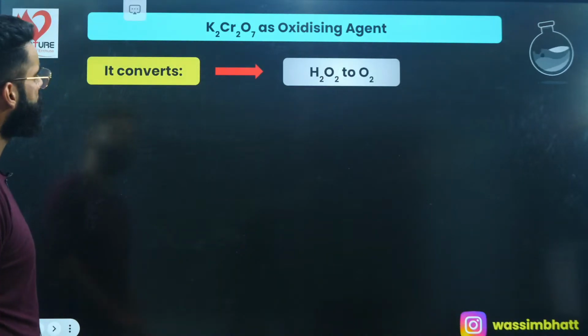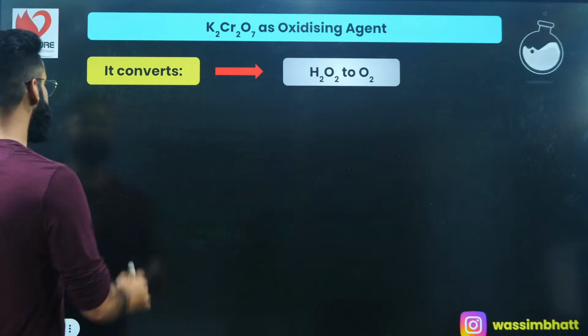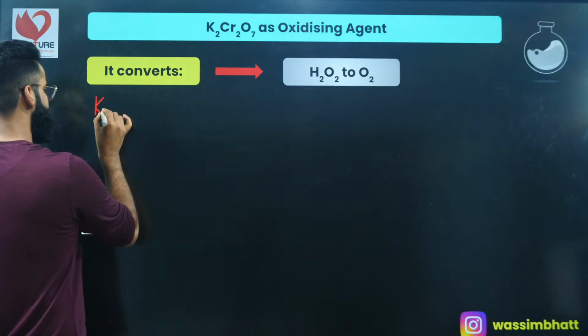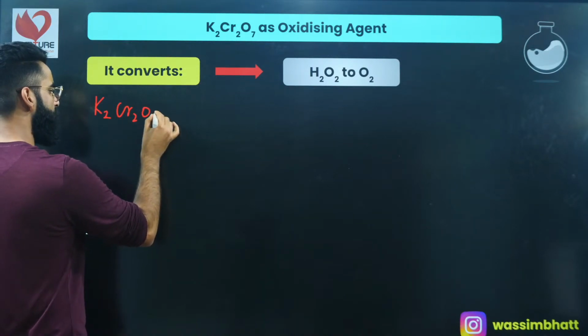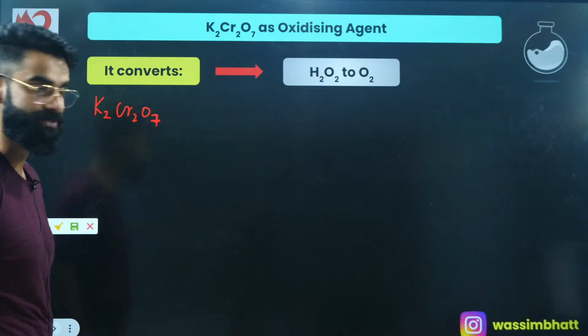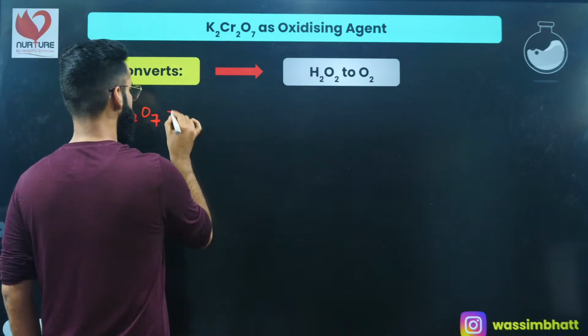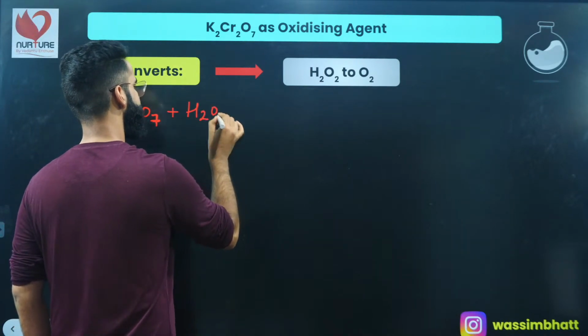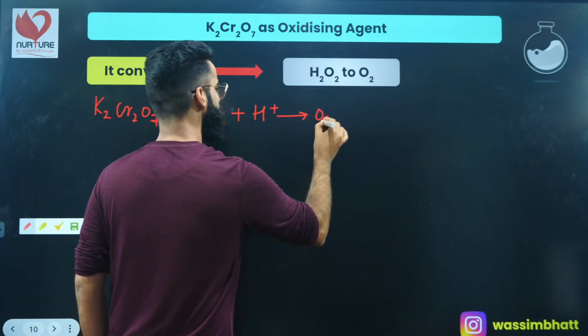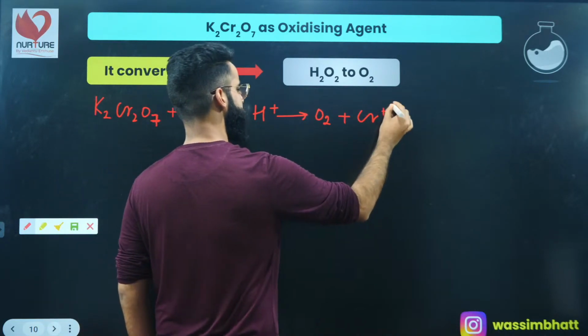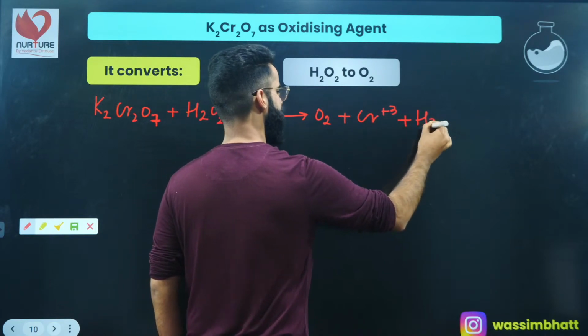I'm directly moving on to one more, the same K2Cr2O7. These are some important reactions, guys, so you need to remember these reactions. Then only we can do the questions based on the titrations, right? K2Cr2O7 converts H2O2 in acidic medium into O2, and itself gets converted into Cr tripositive, and with this you'll be writing H2O as well.